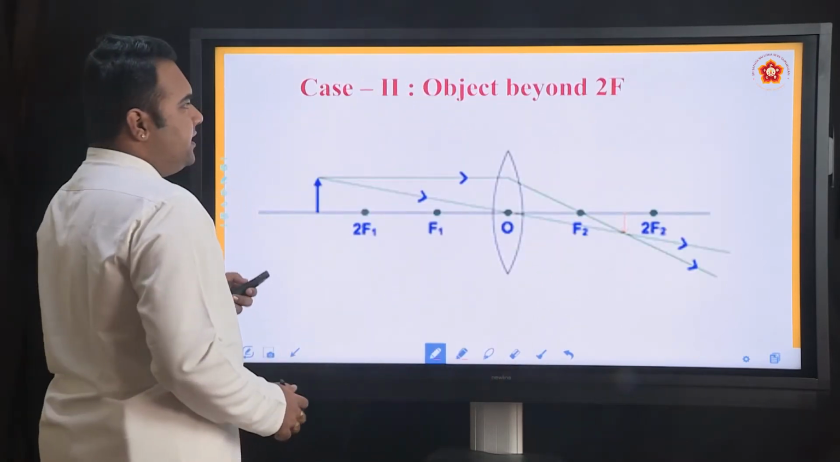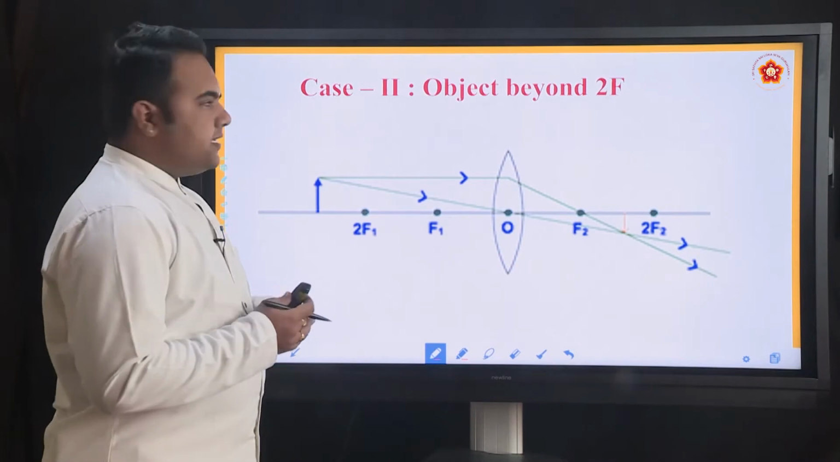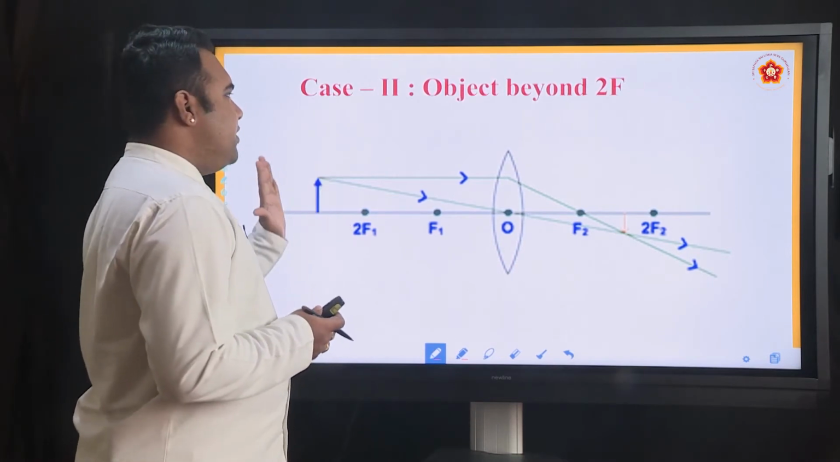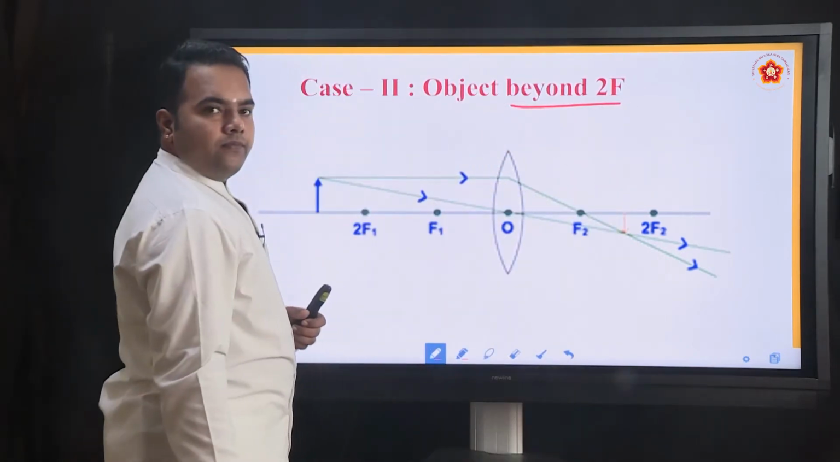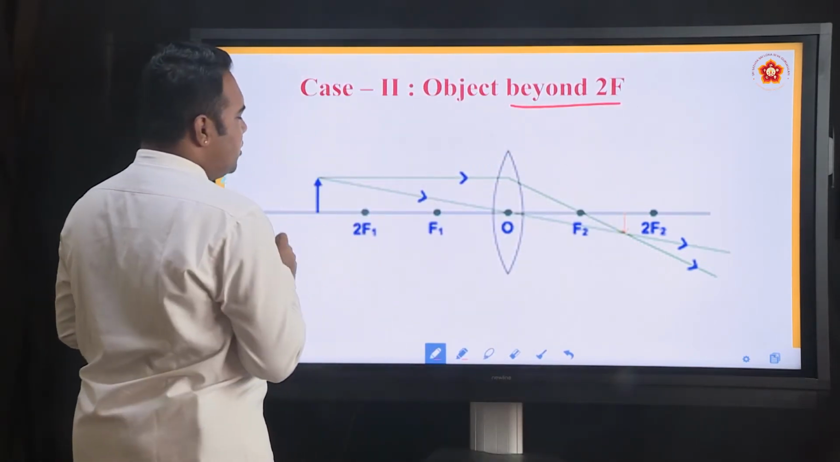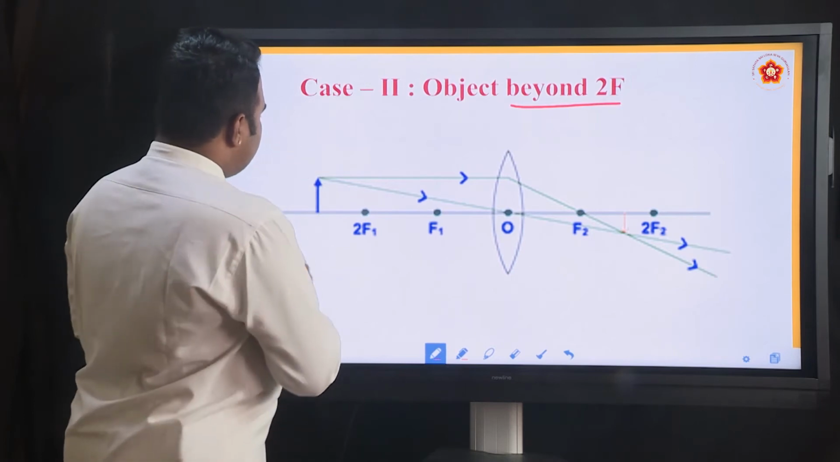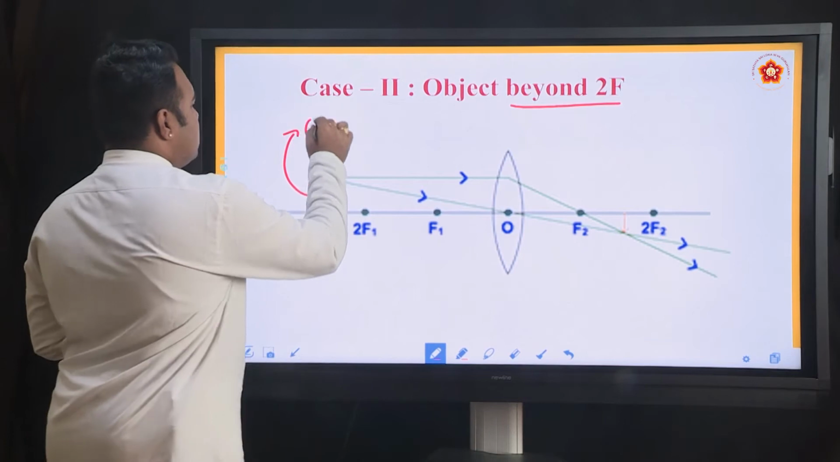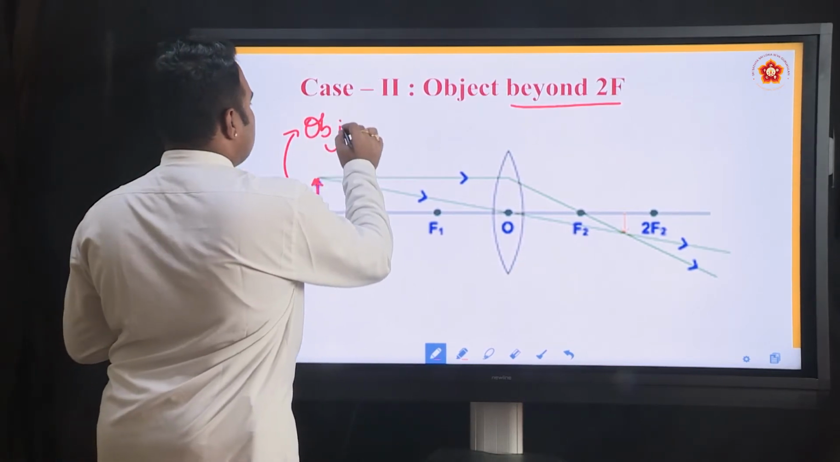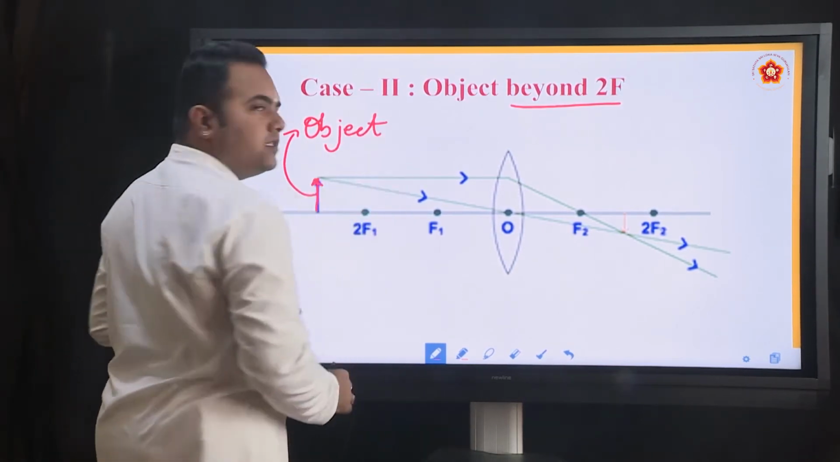Let us go to the second case. Now what is the second case in the concave mirror? Object placed beyond C. Now we call it object placed beyond 2f. So the object is placed beyond 2f. Now from this object, so this is our object now.